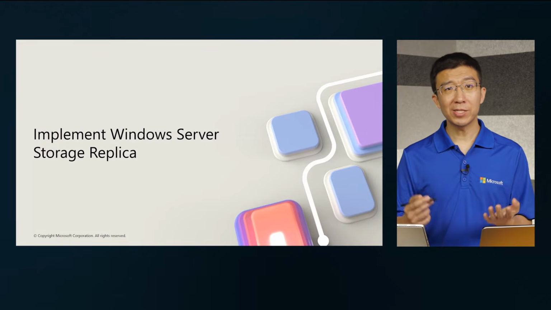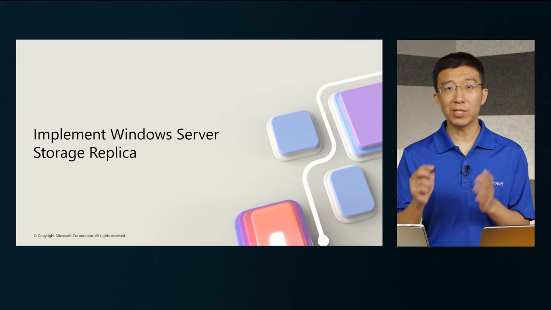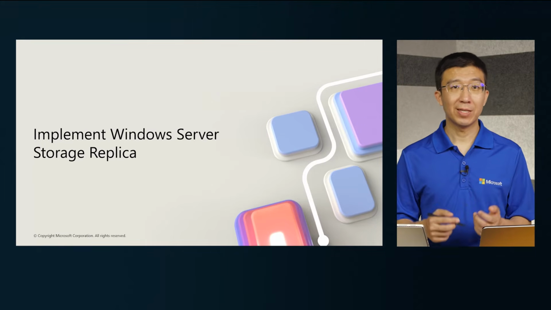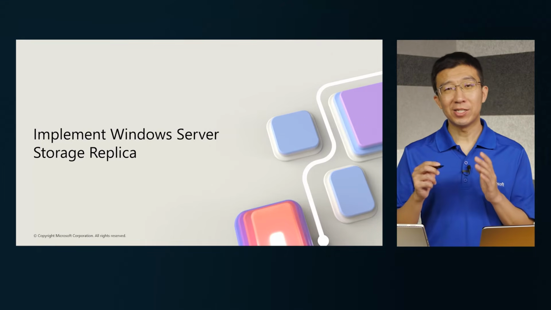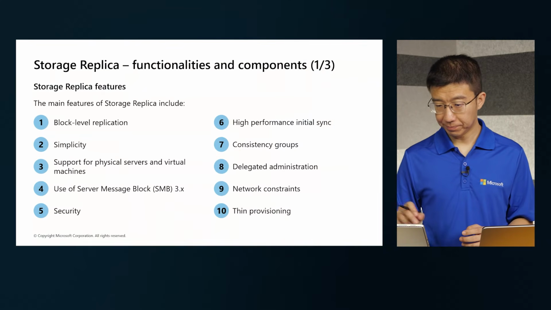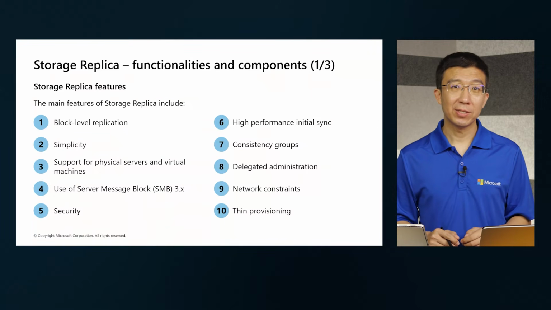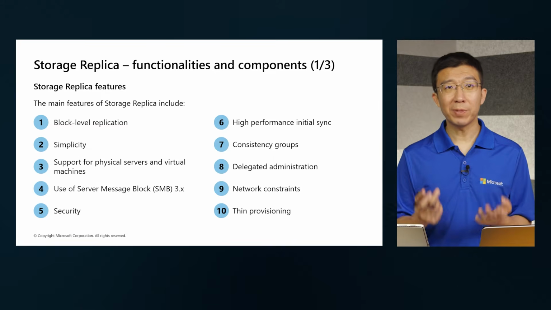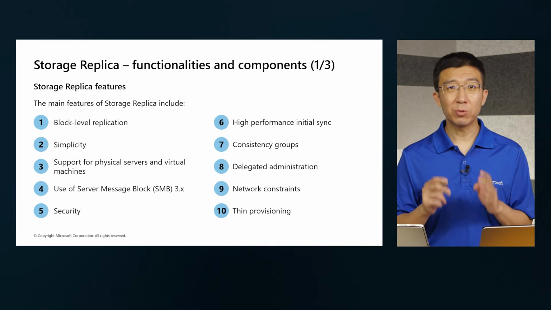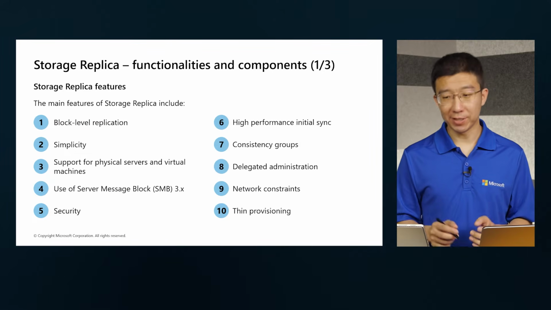Now, let's explore Storage Replica, a feature in Windows Server. It enables block-level replication between servers or clusters. It's designed for disaster recovery and high availability. From this slide, we can see that Storage Replica offers many great features that we can use when setting up high availability.